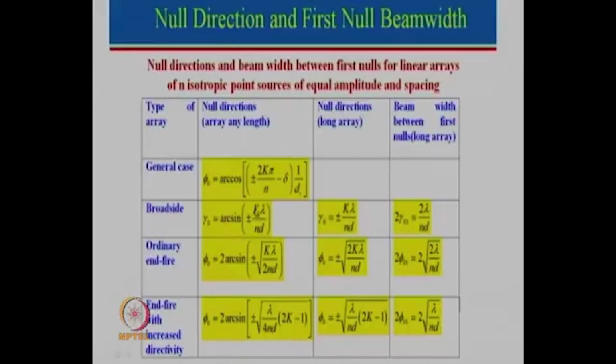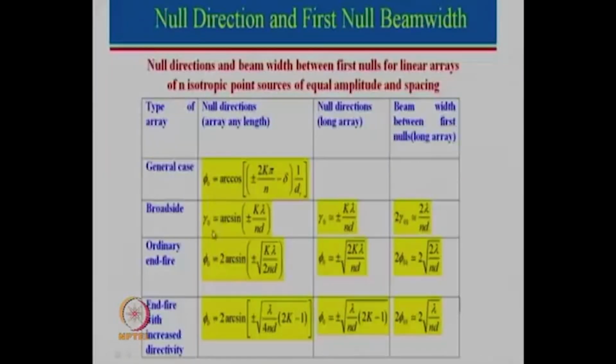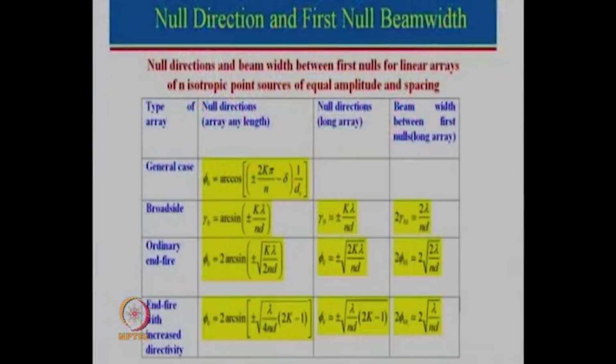Now if you see here it shows sine inverse, whereas what I have written here is cos inverse. Now there is nothing wrong, everything is fine. The only difference is this phi 0 is measured from the axis of the array, whereas over here gamma 0 is measured angle from the broadside. So from broadside psi 0 will be nothing but 90 minus phi 0. So cos of 90 minus phi 0 will give rise to sine. So that is why the function sine is coming into picture here.